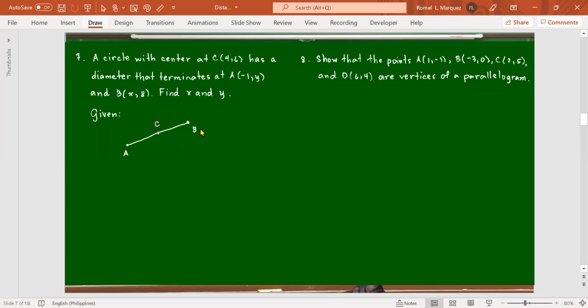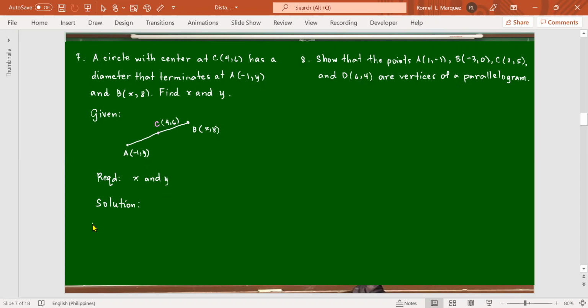So we know that B is what? (x, 8). One of the coordinates is unknown. Point A, (-1, y). The ordinate is unknown. We know the coordinates of the center, no? So we're looking for x and y, right? They are not forming a point, no? Because they belong to different points. How to get the value of x and y?